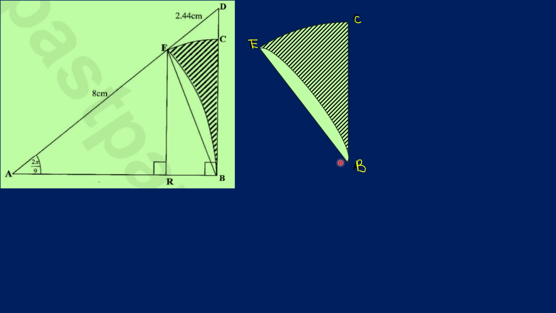Okay. So we know that for us to calculate the area of this shaded region, the formula is simply going to be, so let us write down the formula. The formula will be area.